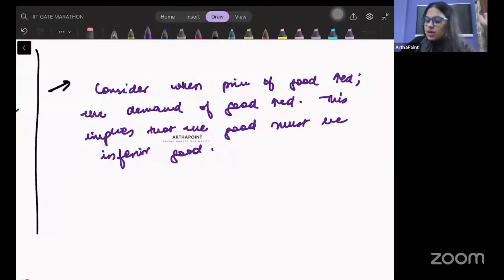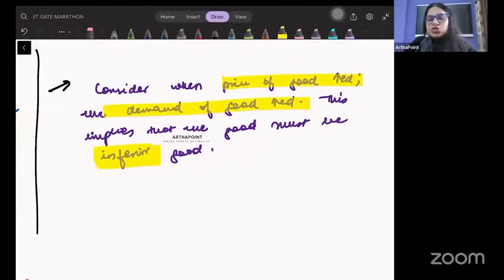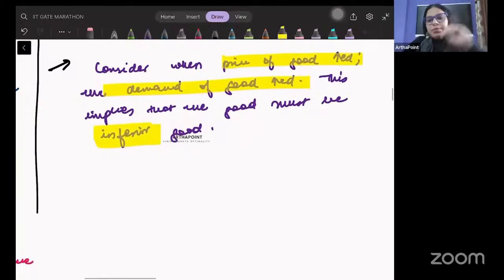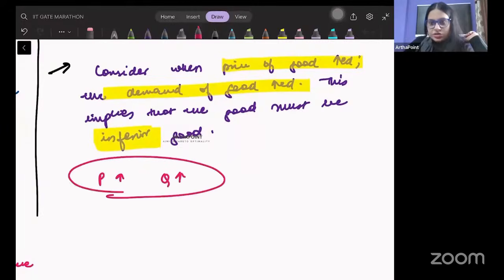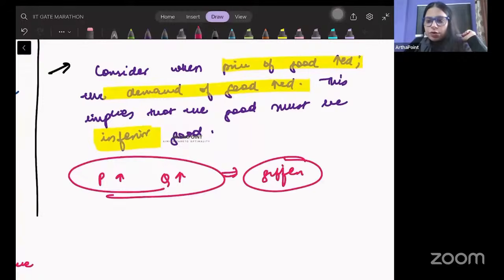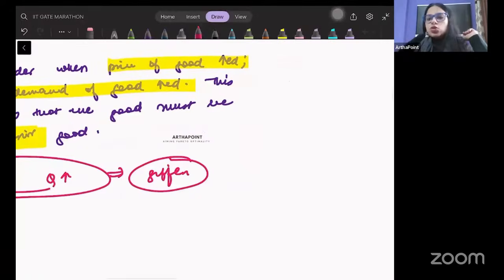The most important thing, beta: inferior goods follow the law of demand. They follow the law of demand, so it cannot be inferior. At most this can be a Giffen good, since the price increased and demand increased. But now you will argue with me: ma'am, if price is increasing and quantity demanded is also increasing, it means it is not obeying the law of demand, so it is a Giffen good. And every Giffen good is also inferior, so it becomes an inferior good. So can't we just say that it is an inferior good?